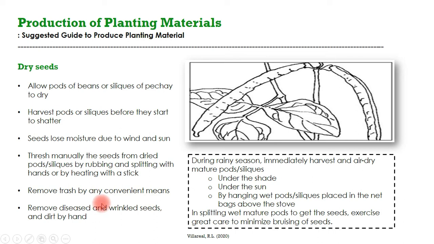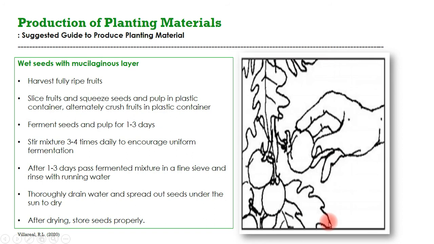During the rainy season, immediately harvest and air dry mature pods or siliques. You can do it under the shade, under the sun, or by hanging wet pods or silique sprays in net bags above the stove. In splitting mature pods to get the seeds, exercise great care to minimize bruising of seeds. However, for the wet seeds with mucilaginous layer, you can do the following.